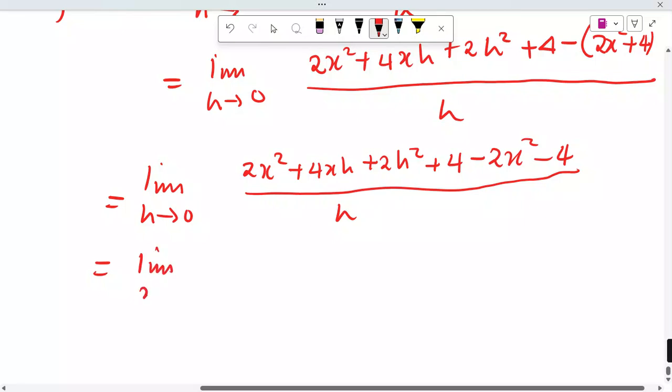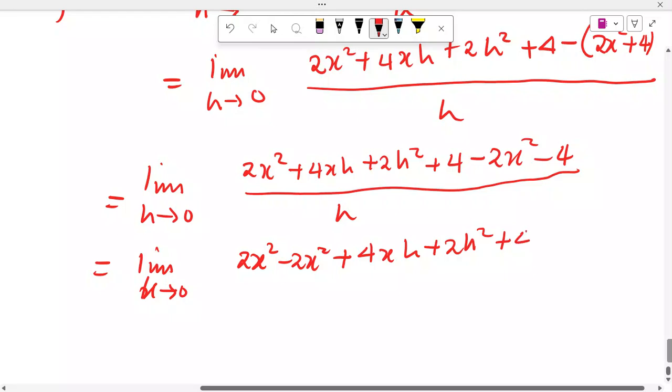Limit as h approaches 0. So we group like terms. So this minus 2x squared, this and this. Okay, then we have plus 4xh plus 2h squared plus 4 minus 4. Okay, so the 4 we also regroup with the 4. Okay, h.